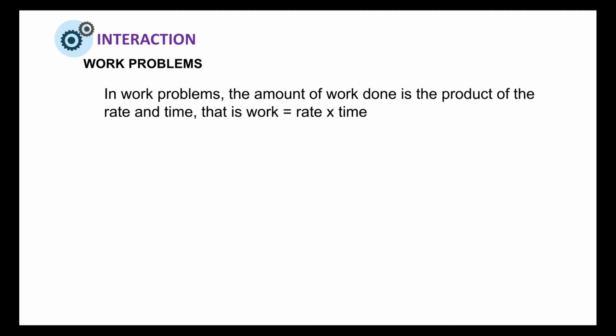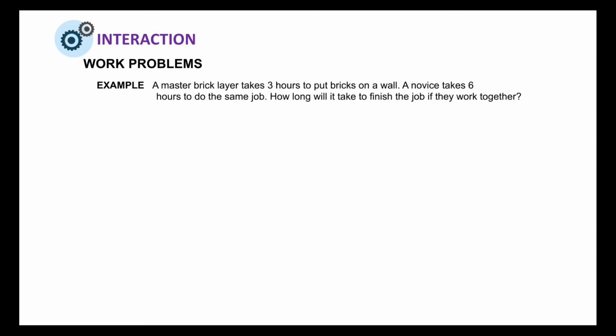Here's our first example on work problems. In work problems, the amount of work done is the product of the rate and time. That is, work is equal to rate times time. Example: a master bricklayer takes 3 hours to put bricks on a wall. A novice takes 6 hours to do the same job. How long will it take to finish the job if they work together?